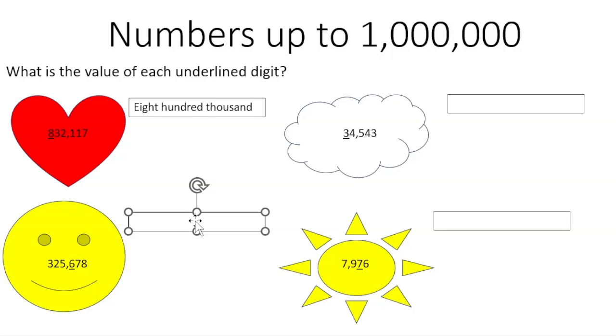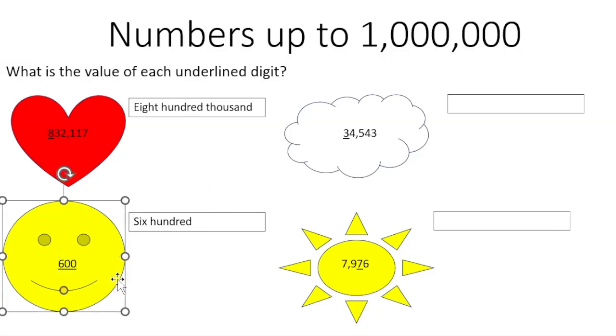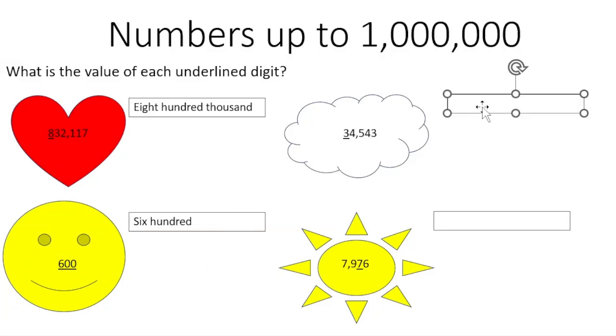Now the second number is 325,678. And the underlined digit in this number is the 6, which is the third digit of the number, which is actually 600. So the value of this digit is 600. Because if we took away the 7 and the 8 there, the rest of the number would be 600. That's kind of what I do in my brain to work it out sometimes. It's just a lot easier for myself.